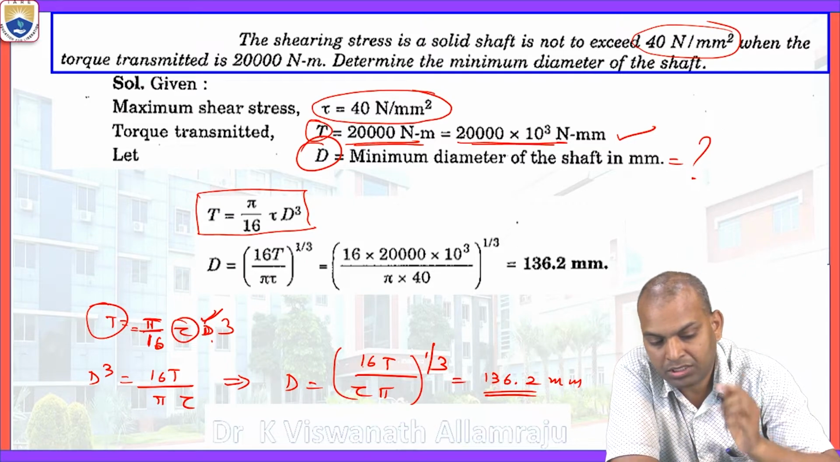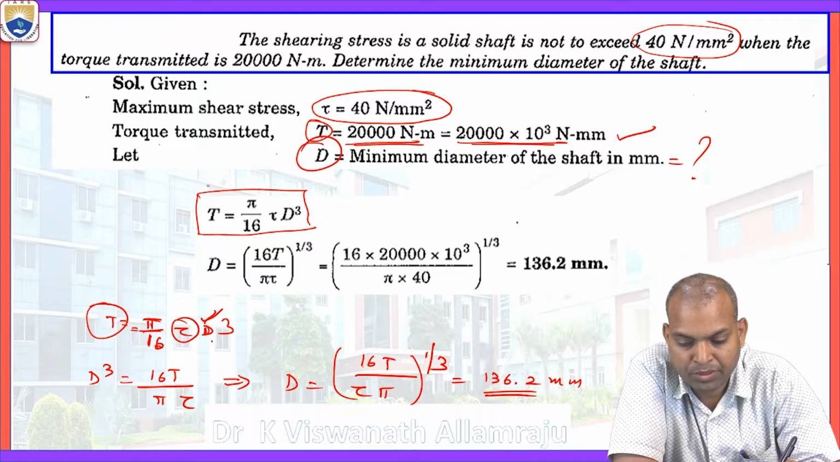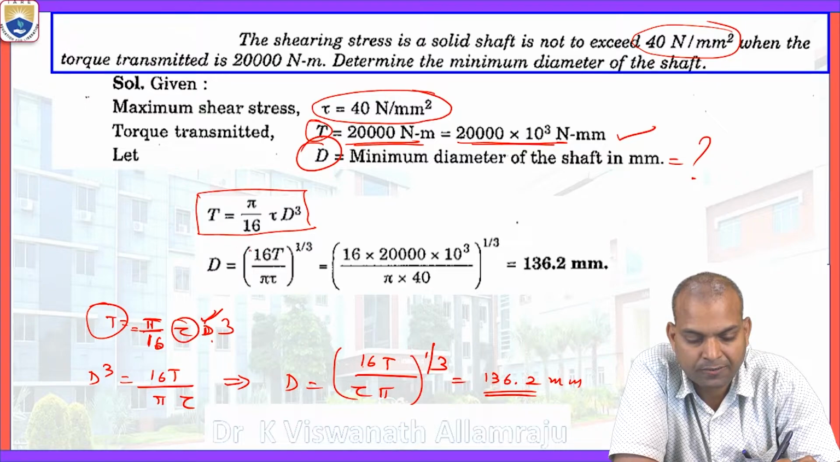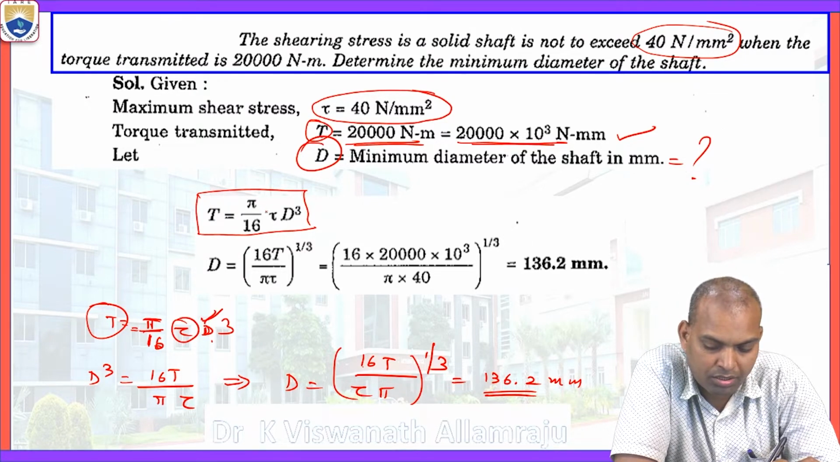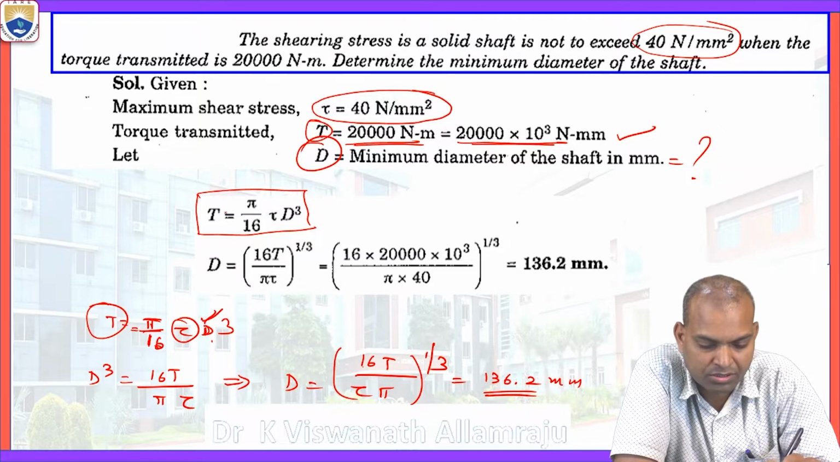Alright, so that's why the minimum diameter of the shaft we calculated, that is capital D equal to 136.2 millimeters. All right.